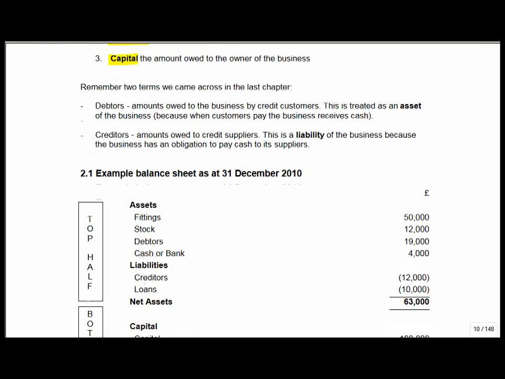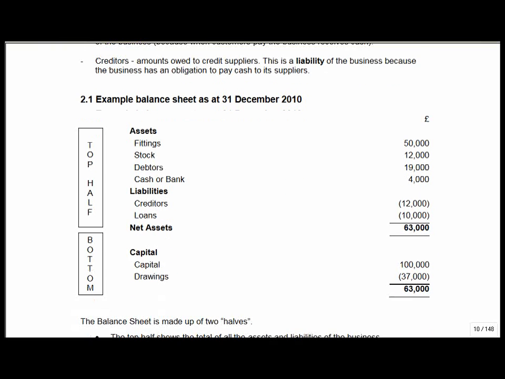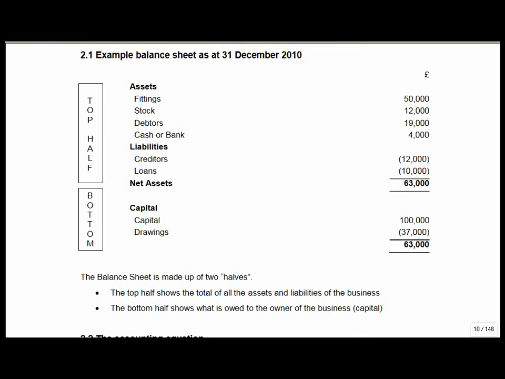So let's just have a look at the balance sheet just to help explain some of those terms in a bit more detail. This is exactly what a balance sheet would look like for a typical business. And you'll see it's split into two halves. The top half shows all of the business assets and liabilities, and those two items are netted off to arrive at what we call the net assets figure. The bottom half then contains information about the capital, what's owed to the owner of the business.